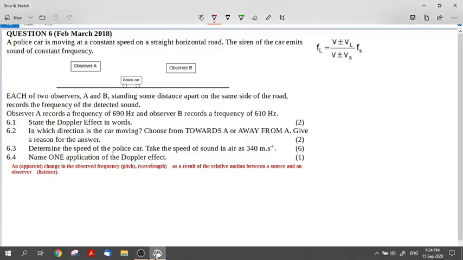Okay, let's look at this Doppler effect question from February-March 2018. It says, a police car is moving at a constant speed on a straight horizontal road. The siren of the car emits sound of a constant frequency. Each of the two observers, A and B, standing some distance apart on the side of the road, records the frequency of the detected sound. Observer A records a frequency of 690 Hertz, and observer B records a frequency of 610 Hertz.